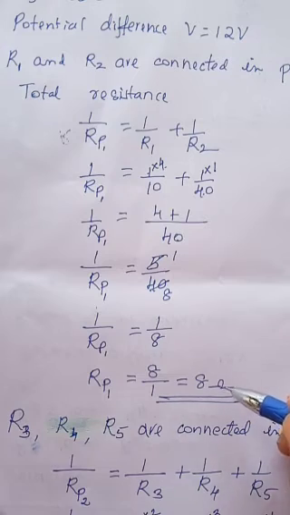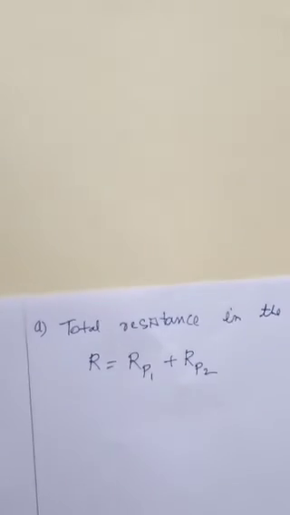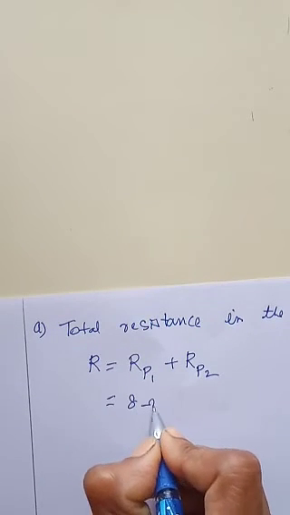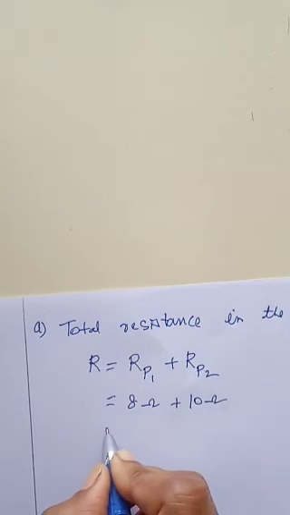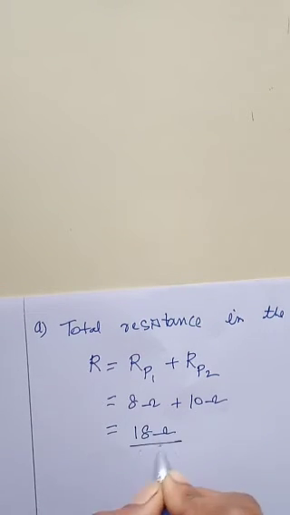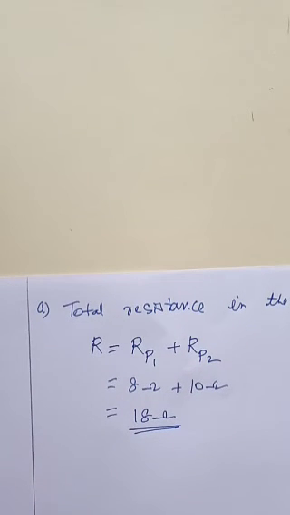Rp1 is equal to 8 ohm and Rp2 is equal to 10 ohm. Now find the total resistance in the circuit. Part A, total resistance in the circuit. Total resistance in the circuit, it is R. R is equal to Rp1 plus Rp2. Rp1 is 8 ohm plus Rp2 is 10 ohm. 10 plus 8 is 18 ohm. This is the total resistance in the circuit.